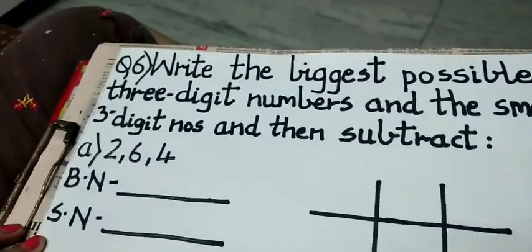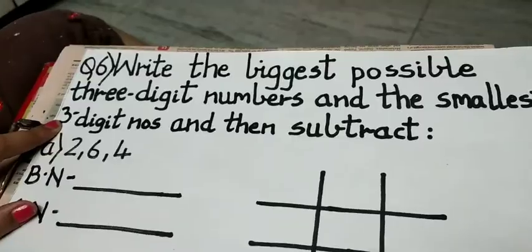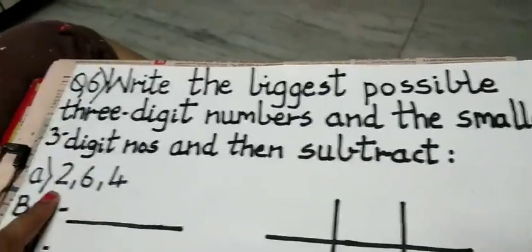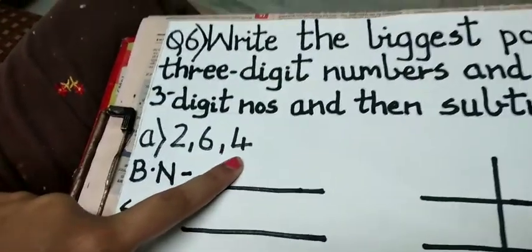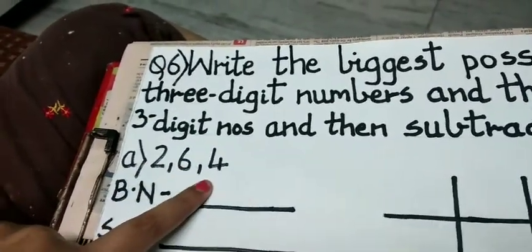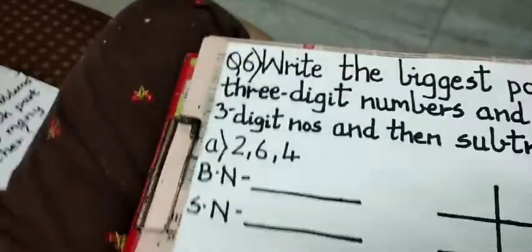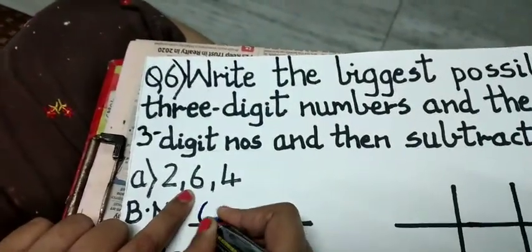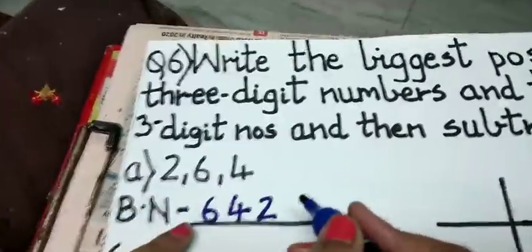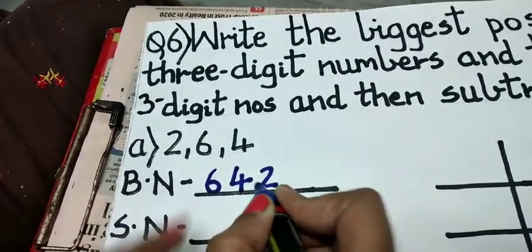Question number 6. Write the biggest possible 3-digit number and the smallest possible 3-digit number, and then subtract. There are 3 digits given here. First you make the biggest number and then the smallest number. How do you make the biggest number, boys? You arrange the numbers in descending order, which means big to small. Which is the biggest number here? 6, then 4, then 2. So we have arranged the numbers from big to small, therefore this is the biggest number.